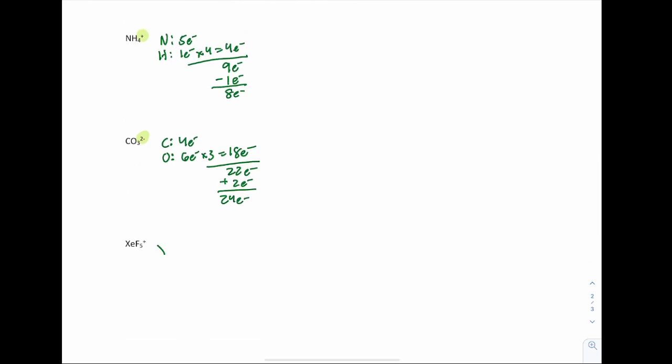Xenon. I know xenon's a noble gas. It's in group 8A. Most noble gases do not form compounds, but xenon does. It's actually the only one, and it forms compounds only with fluorine, but it does form a couple different compounds with fluorine. So I know that might look kind of weird. Fluorine, group 7A, there's 5 of them. 7 times 5 is 35. 35 plus 8 is 43.